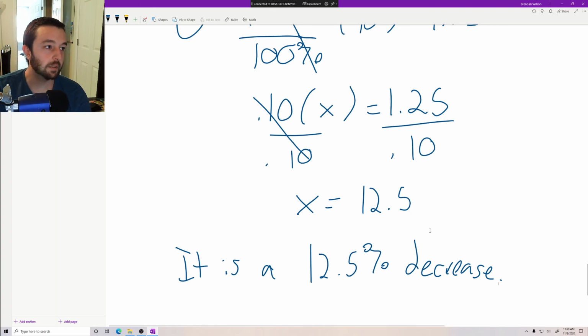So this could be helpful because then you can just think, okay, well, my old paycheck was this much, and instead of having to figure out your new paycheck, you can just take 12.5% off of it.